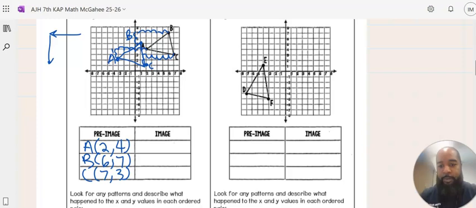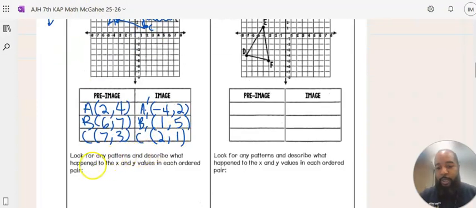So if I connect the dots, I should see a picture that looks like it shifted a little. And then if I write my new points, my A prime, I have negative 4 comma 2. My B prime is 1 comma 5. And then my C prime, my new C, is 2 comma 1. So then if I look at my ordered pairs, it says look for any patterns and describe what happened to the x and y values in each ordered pair.